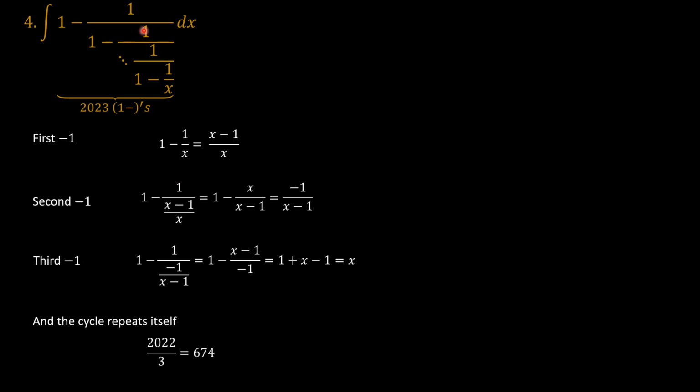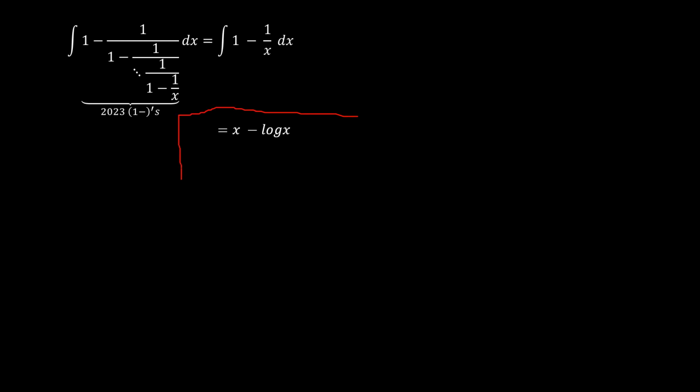So at this point here, in place of this rectangle here, this would be the same as x. So the integral of all that complicated looking integral is the same as the integral of 1 minus 1 over x, which is just x minus log x. So as simple as that. And this is the final answer.